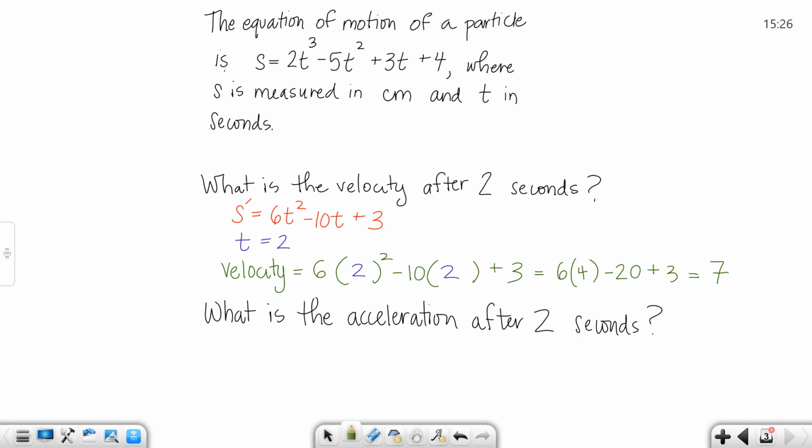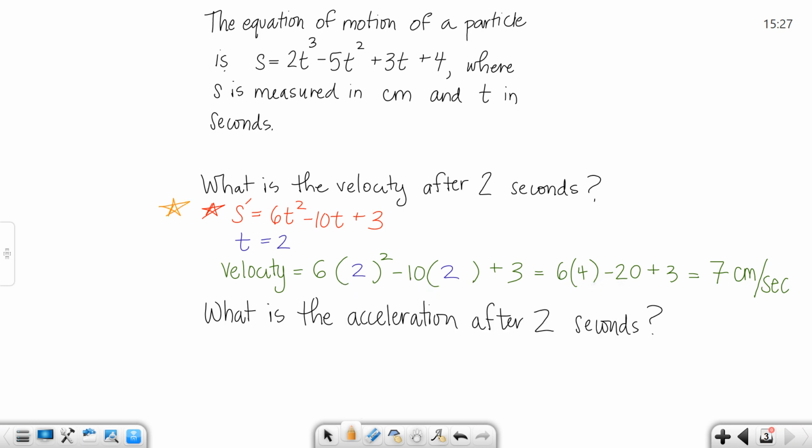Now velocity, in this particular case, my units were centimeters and seconds. So velocity would be centimeters per second. The second question says, what is the acceleration? Go back up to the red statement here. This is your velocity. So the acceleration is the derivative of the velocity, or it's the second derivative of the position function. Once you take your first derivative, that gives you the velocity. Once you take your second derivative, that gives you the acceleration.